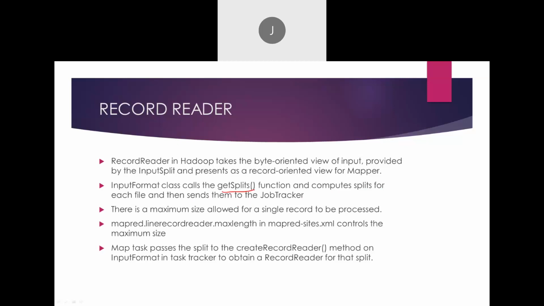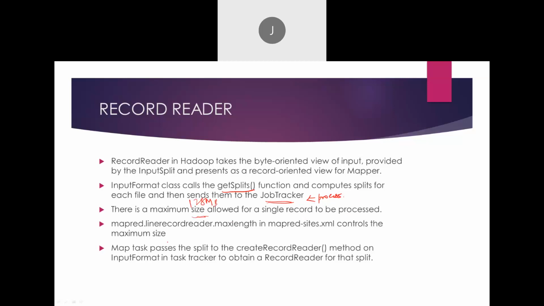So this is the function I was talking about. It will find how many splits have happened, and each split will be sent to the job tracker. Okay, this is another process for starting your job. There is a maximum size allowed for a single record to be processed. That is the 128 megabyte size, which is allowed for every record.